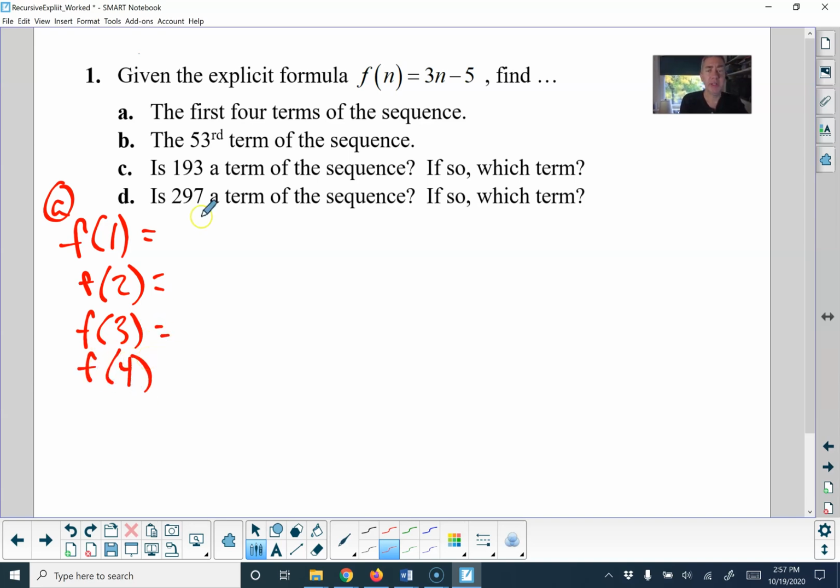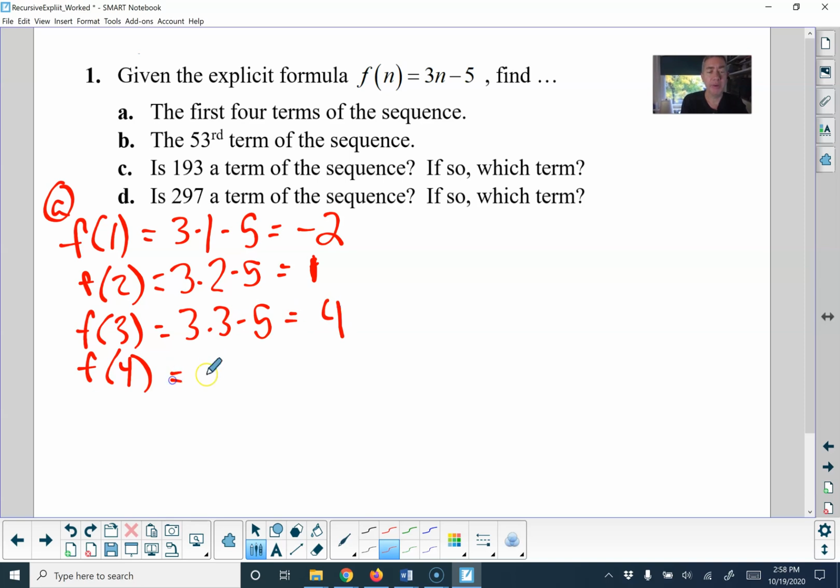So f of 1 is 3 times 1 minus 5, also known as negative 2. F of 2 is 3 times 2 minus 5. 6 minus 5 is known as 1 in most circles. 3 times 3 minus 5 is f of 3, that's 4. And f of 4 is 3 times 4 minus 5. All of them are 3 times n minus 5, so the first four terms of the sequence are negative 2, 1, 4, and 7.